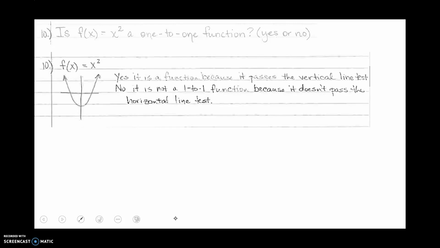Here's the graph of y equals x squared, and you can see it's going to pass the vertical line test, so it is a function, but it is not going to pass the horizontal line test, so it is not a one-to-one function. So yes, it's a function, but no, it is not a one-to-one function.